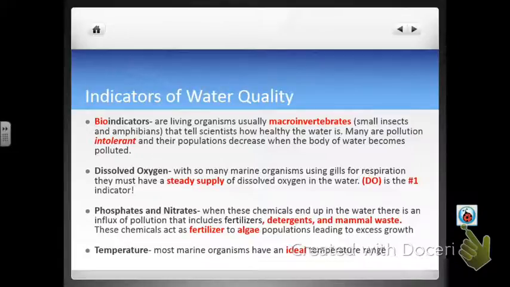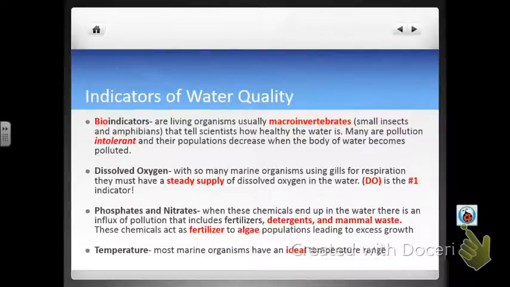Now, how can you determine if the water is healthy? What's its water quality? Is it a healthy body of water? Is it an unhealthy body of water? Is it at risk? Well, the first thing you want to see is how many living organisms are in there. You're looking for bioindicator species, which are usually small insects and amphibians.